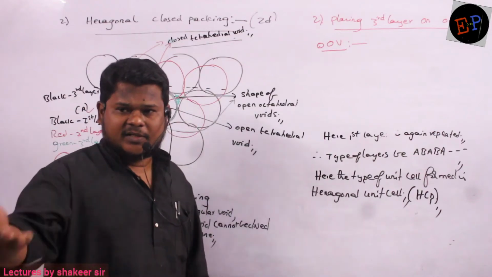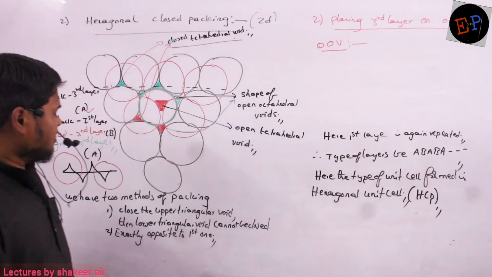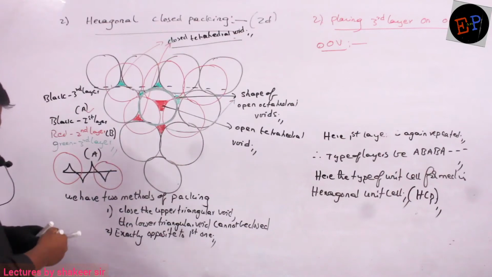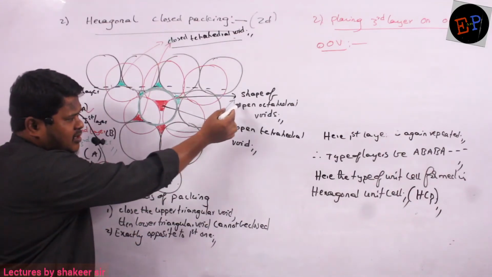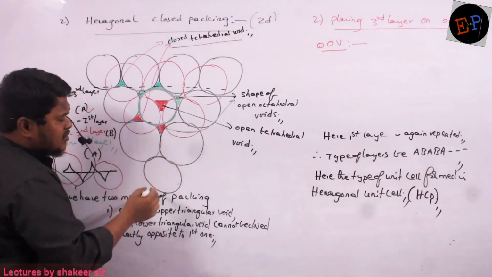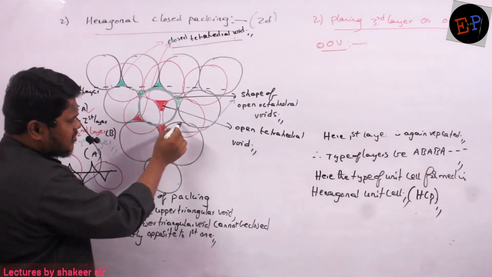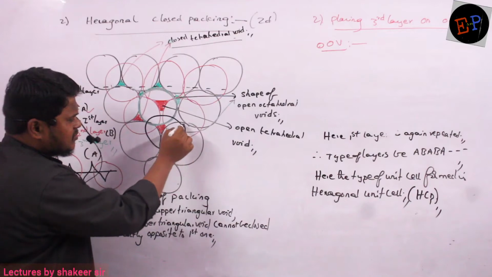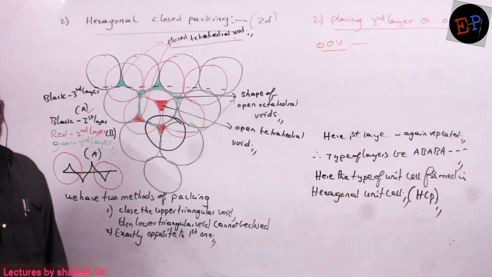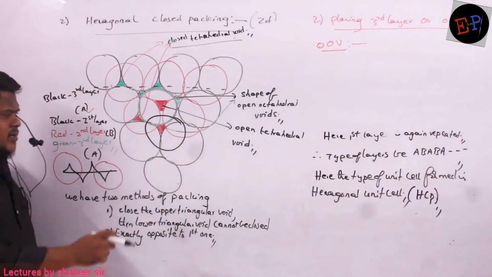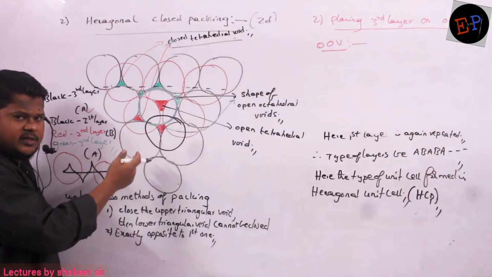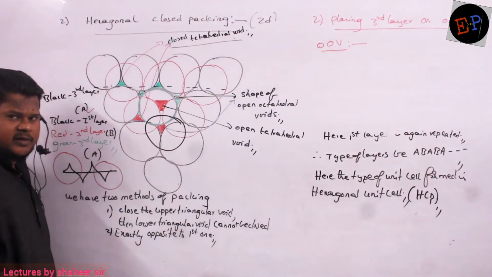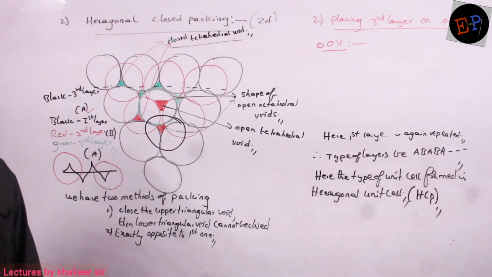Now we are discussing the second method of placing the third layer. Are you able to understand, ma? Now this atom where I can place, I have to close this void, no? Now let us see how I can close this one. So this is the method in which I can close this open octahedral void. Now can you see any layer repeated? First layer, second layer, is any layer repeated here? No layer is repeated.